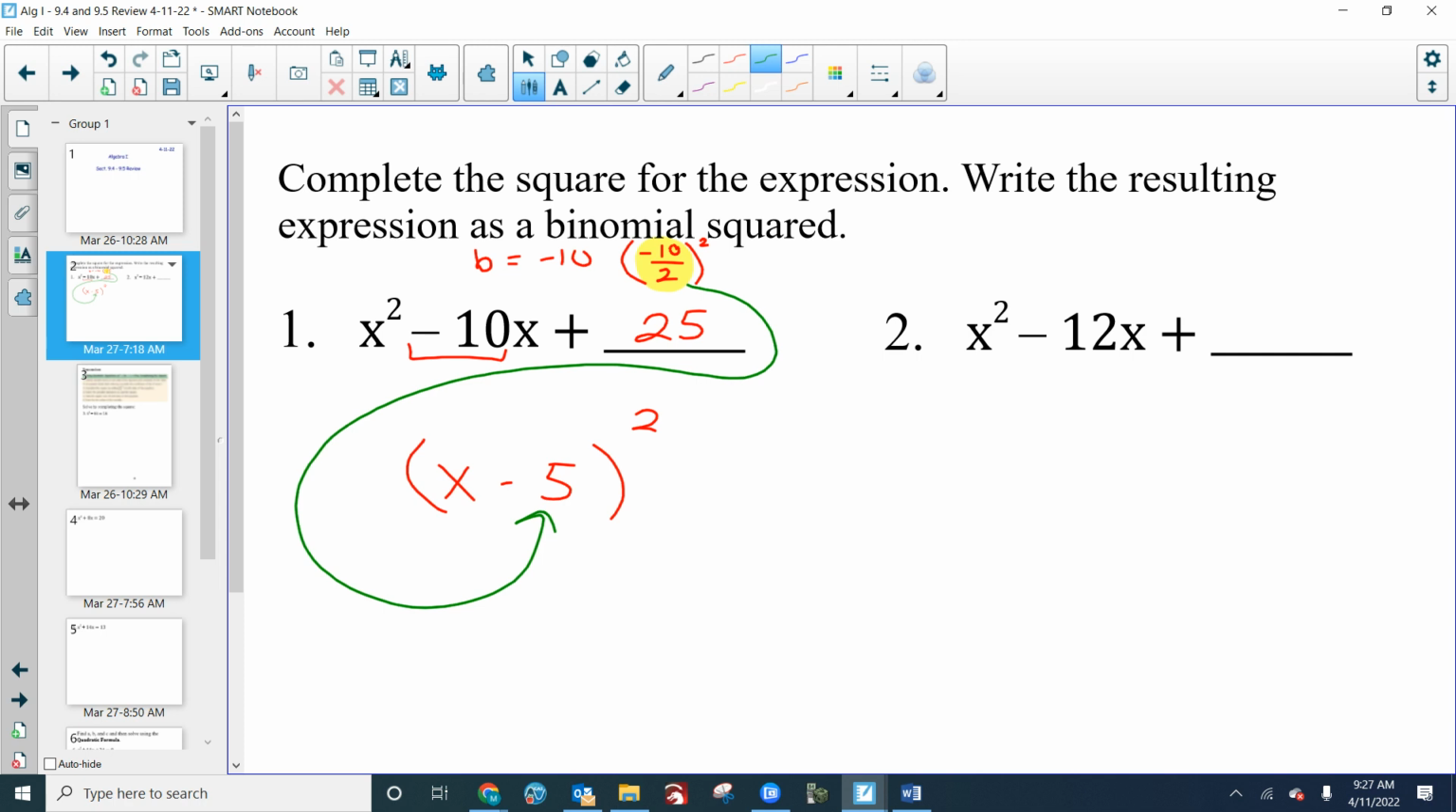You all understand the answer? Downstairs. It's a good sign. All right, next one. You got this one. Try it on your own.